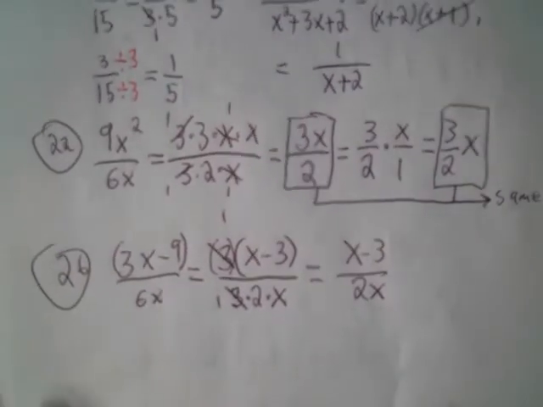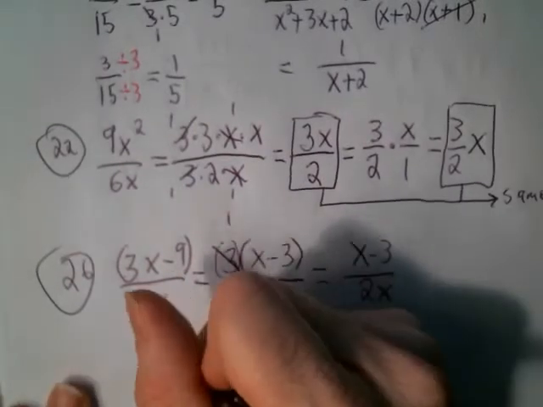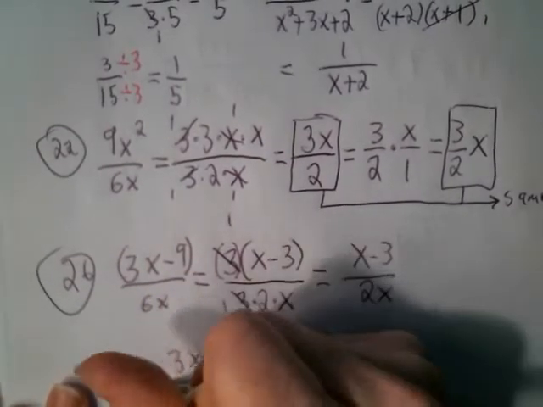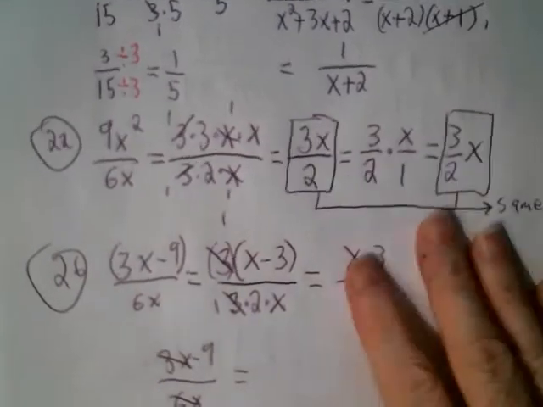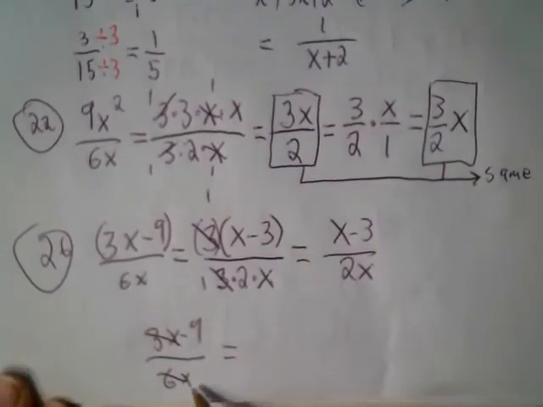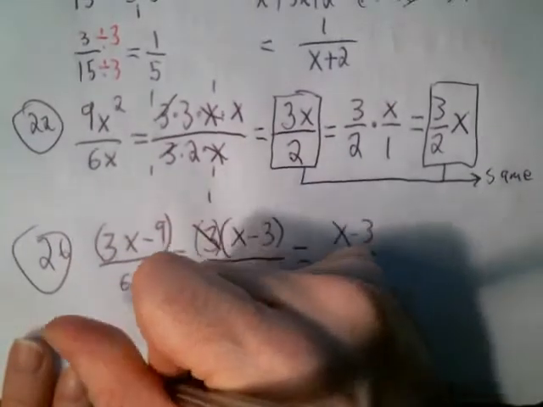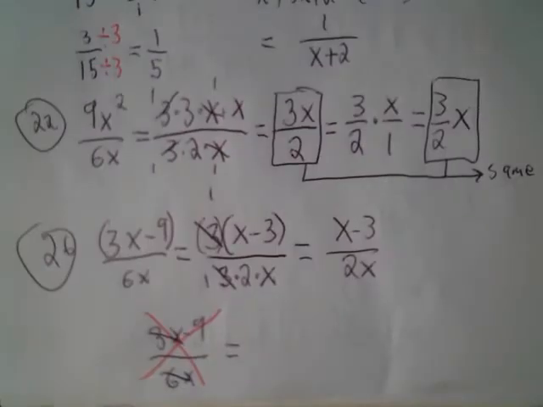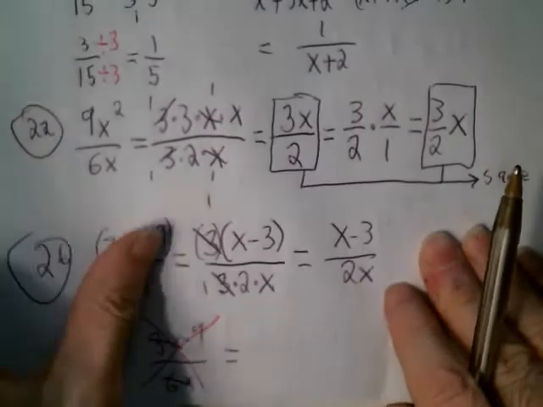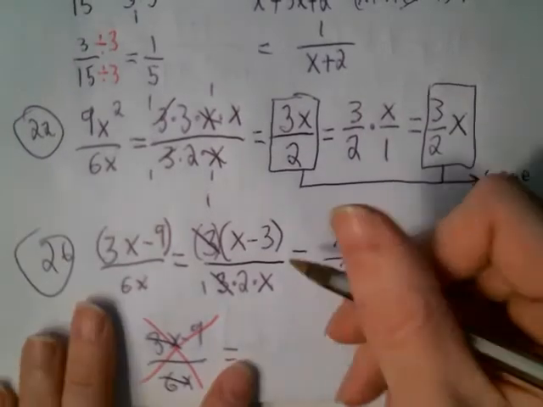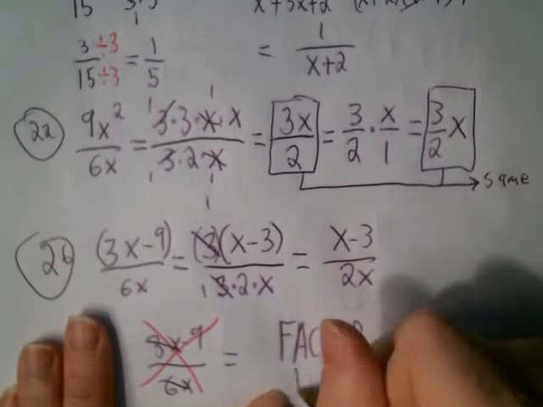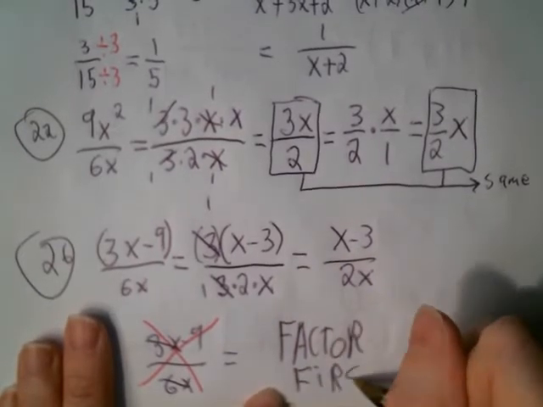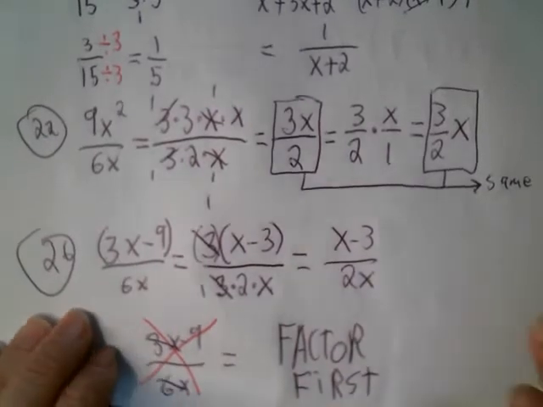Okay. So again, a lot of people, and this is totally wrong, but I see it anyways, they want to do one of these jobs, right? They want to just cancel this and this, but you can't do that. That's a no can do right there. You cannot do that. You have to factor first. Okay, so factor first. Factor first.